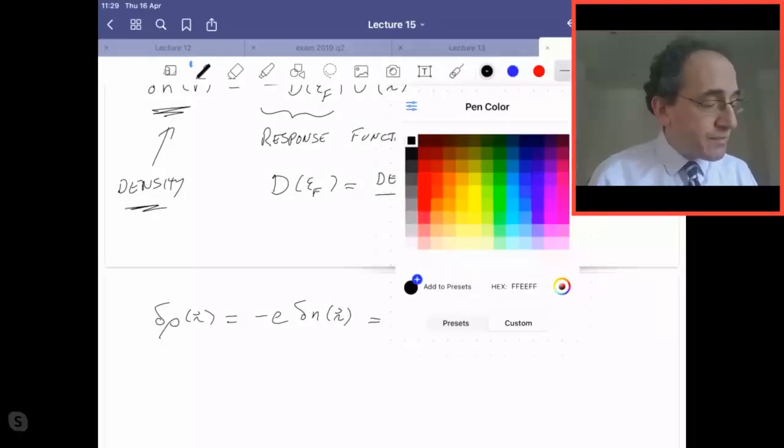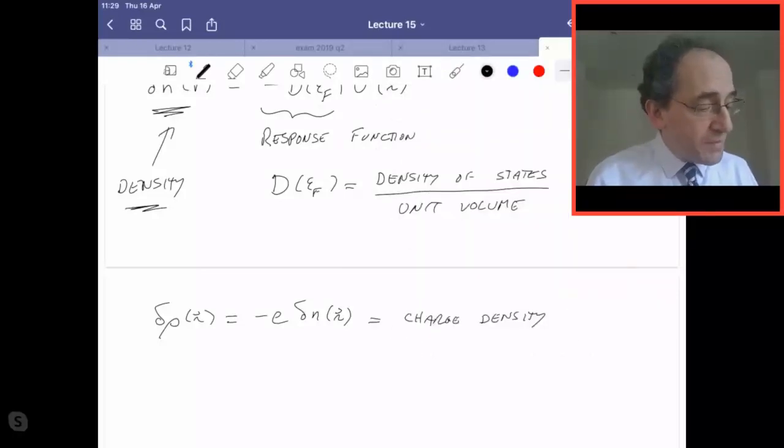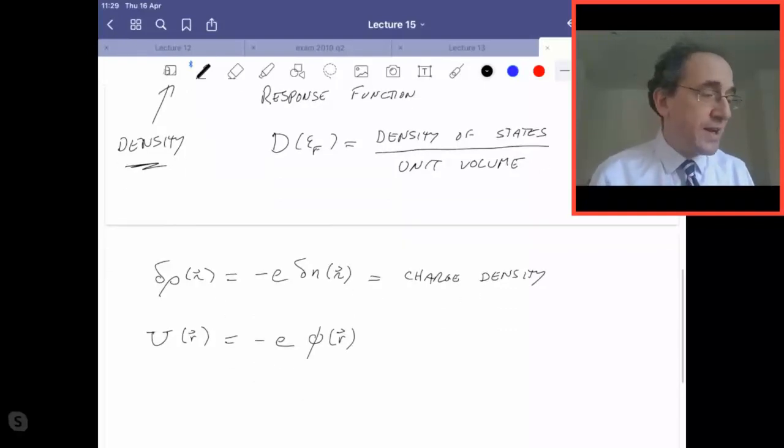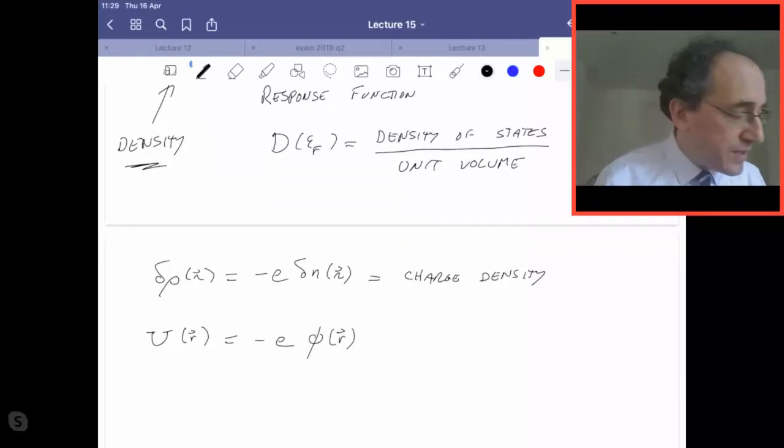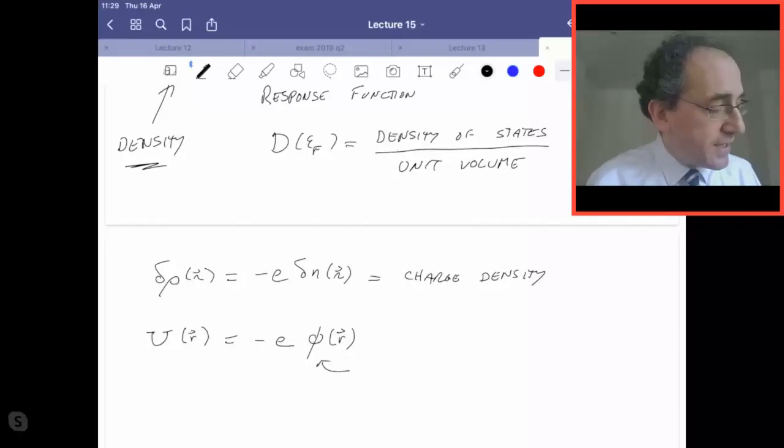Okay, so similarly, the potential that the electrons feel will be minus e times the electrostatic potential, because electrostatic potential is defined as the response of a positive charge. So phi is electrostatic potential.